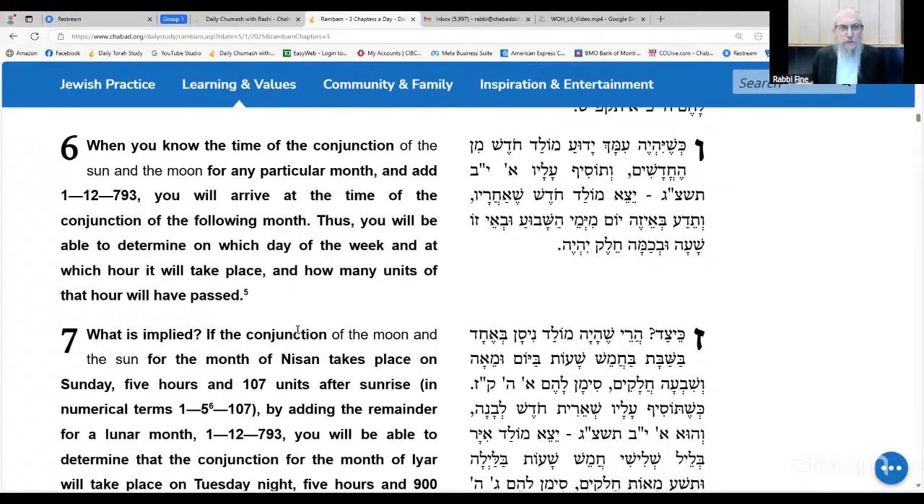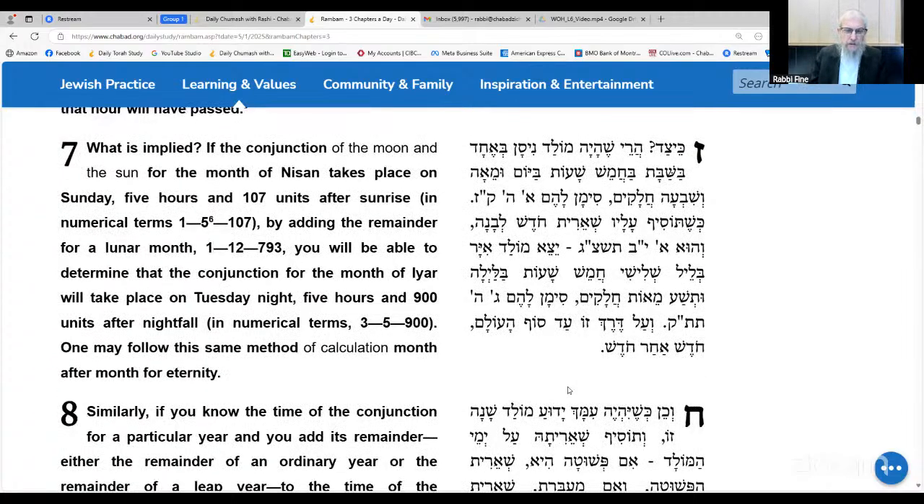It's only tonight that it would be possible. So we need to know these facts. Thus, you will be able to determine which day of the week, at which hour it took place, and how many units of the hour have been passed. So now, when you are dealing with witnesses, you'll be able to know, to begin with, are they telling the truth? Right? Prove it.